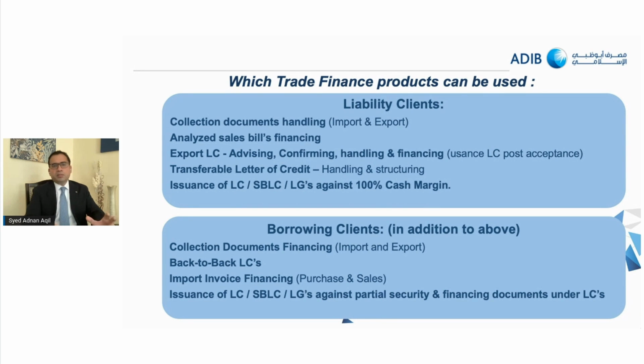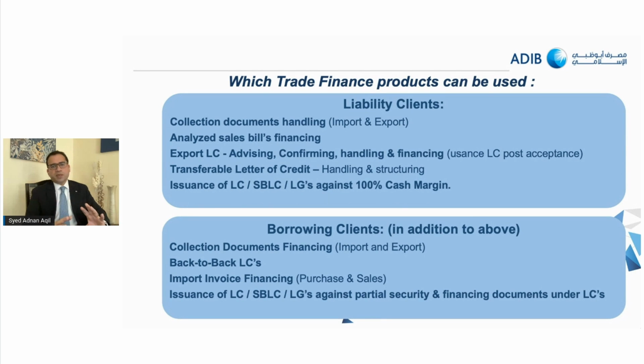Then there are certain types of liability customers who have a requirement for issuance of an LC, an SBLC, or a guarantee, like labor guarantees. They want to enter into a bid, but they don't have a borrowing relationship. Can they still issue these? Yes, but against 100% cash margin. As I said, because we don't have a financing facility for that client, we can't take a risk on them. So that can be 100% cash secured.